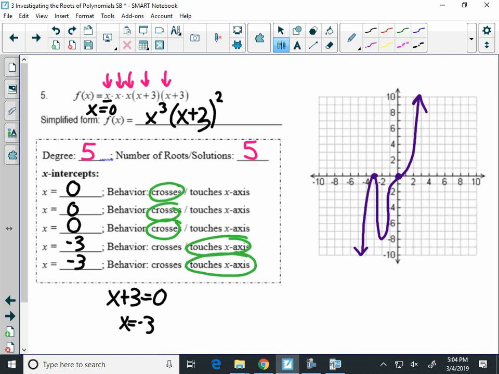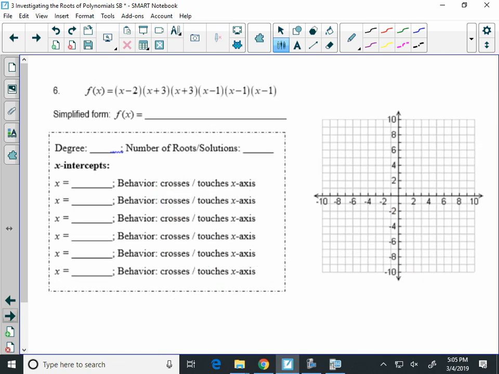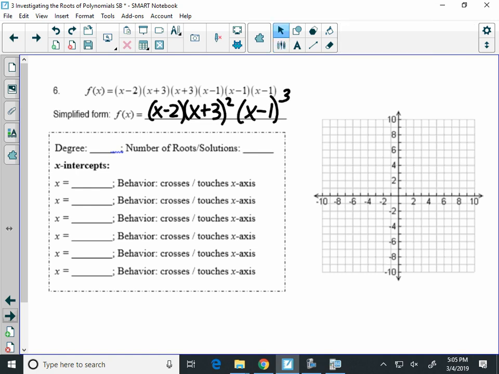One more graph and then we'll tie it all together. All right, we have to really simplify things here. There's no other x minus 2's. There are 2 x plus 3, so x plus 3 squared, and 3 x minus 1. When I count up the x's, there's 1, 2, 3, 4, 5, and 6. So this is a degree 6 polynomial, which means I'm going to have 6 solutions.